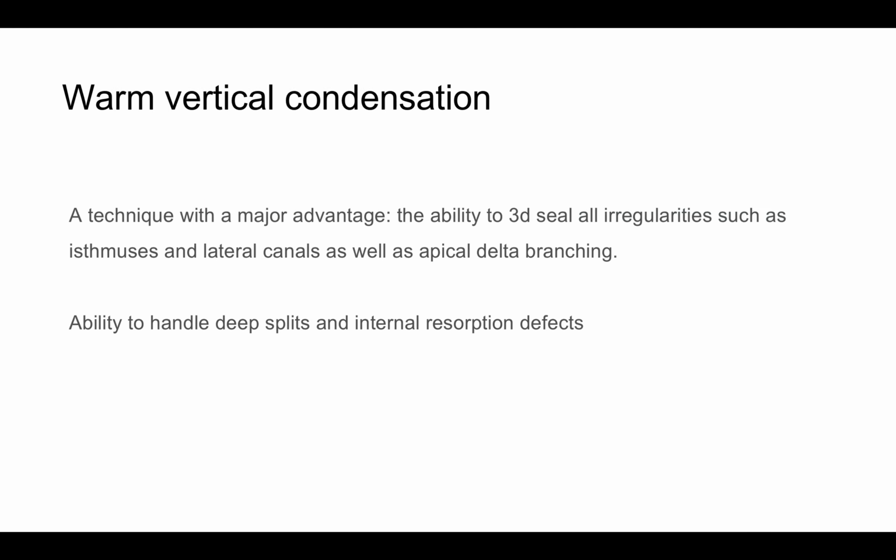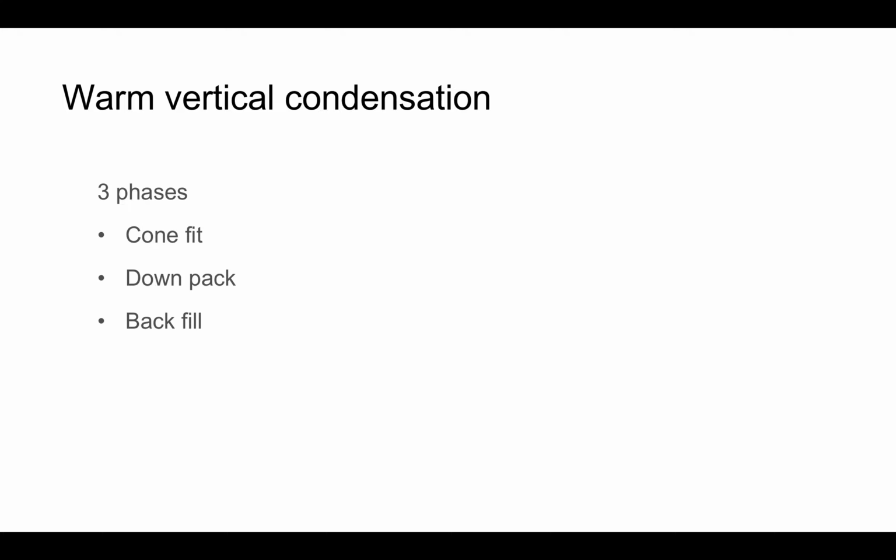So, warm vertical condensation. This technique basically has two major advantages. The first is the ability to excellently 3D seal all irregularities such as isthmuses, lateral canals, and apical delta branching. And the second advantage is the ability to handle deep splits of canals and internal resorption defects. The technique has three phases: the cone fit phase, the downpack phase, and the backfill phase.